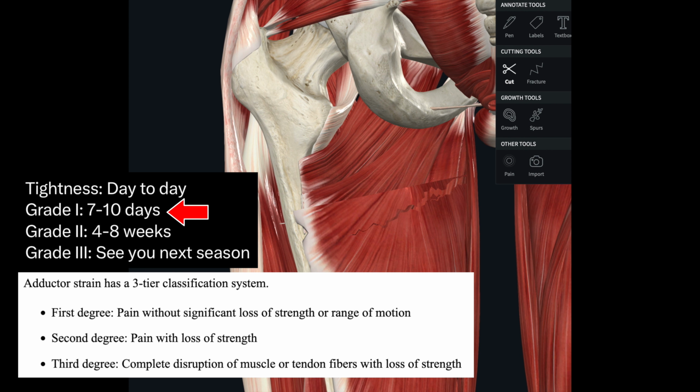If this were a grade 2, you would see a loss of strength along with a loss of range of motion, and at that point he would quite possibly miss the rest of the playoffs. It does not appear like the injury is a grade 2 at this point.